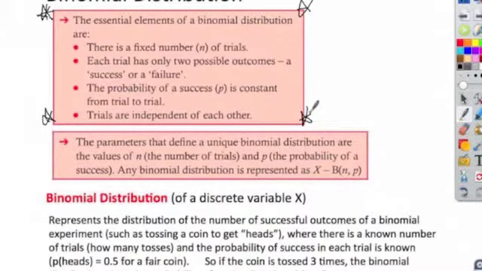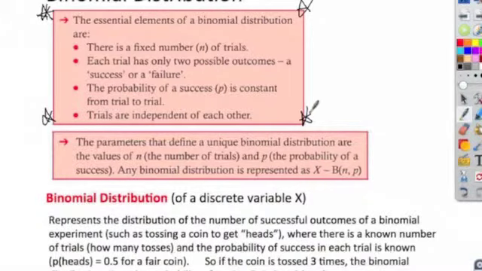All right. The third point, the probability of success, we usually call it p, is a constant from trial to trial. So again, that leads into the fourth point, which means that they must be independent. So if it's a case of drawing marbles from a bag, they have to be replaced.